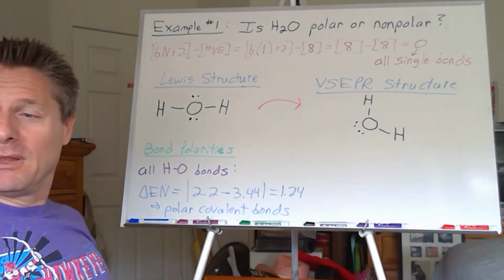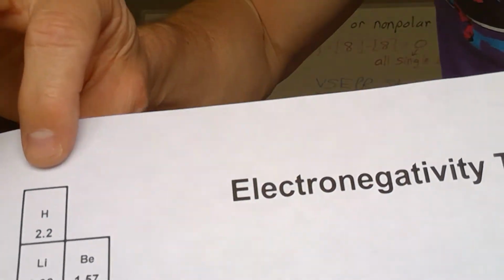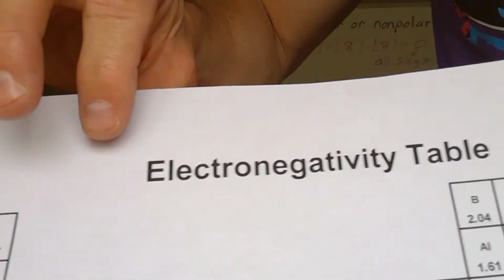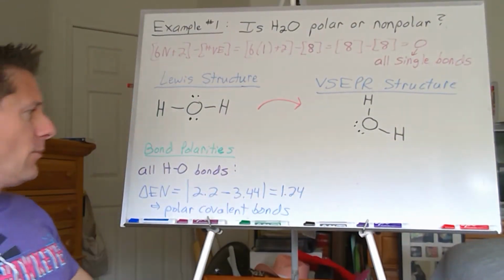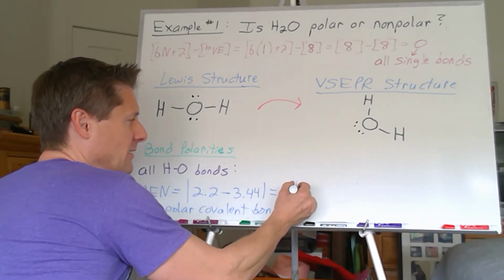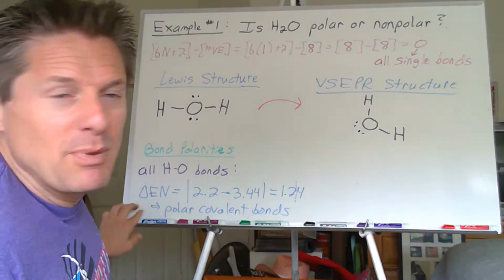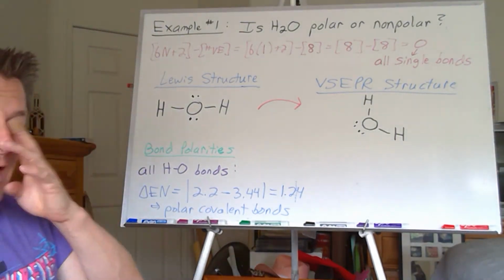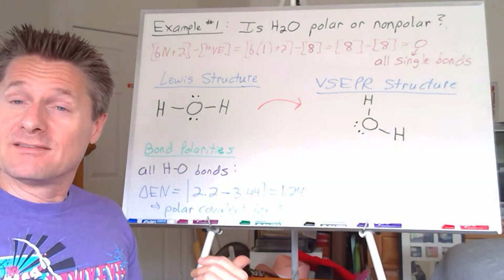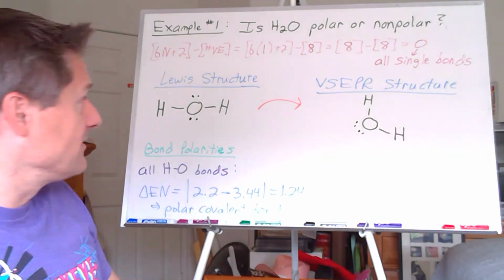Let's calculate the bond polarities. Both bonds are oxygen-hydrogen. If you look on your electronegativity chart, hydrogen's a 2.2. Oxygen's a 3.44. If you subtract those, I get a 1.24. That's good to one decimal. Technically we're limited to one decimal place, so I need that hydrogen to two decimal places. Now that's definitely more polar than the carbon-oxygen bonds of CO2. So this has much more polar bonds.